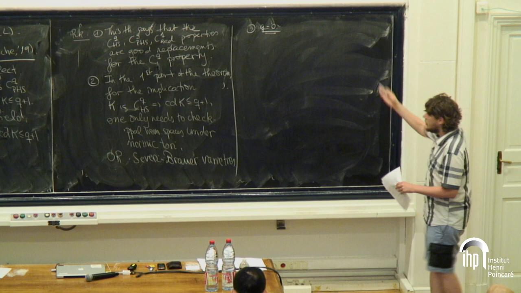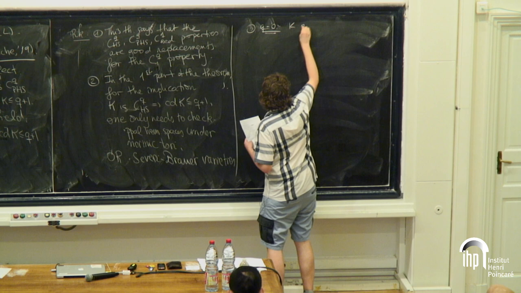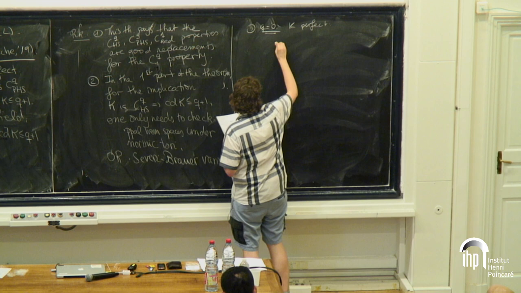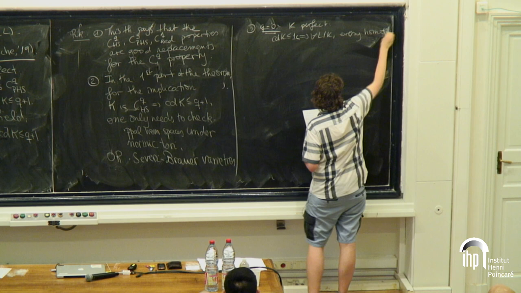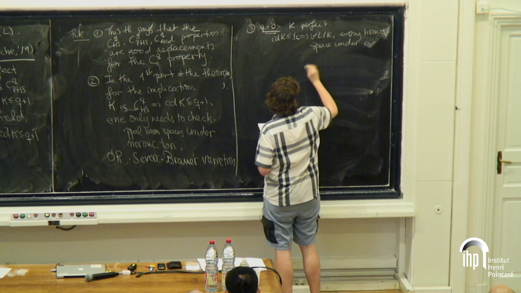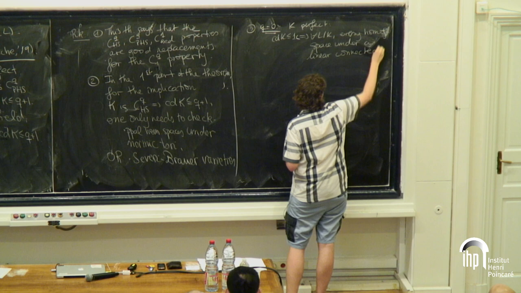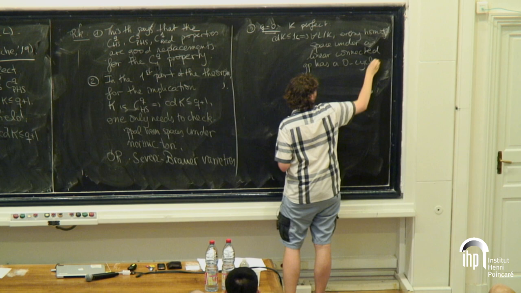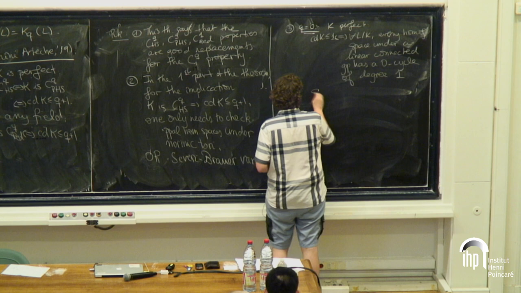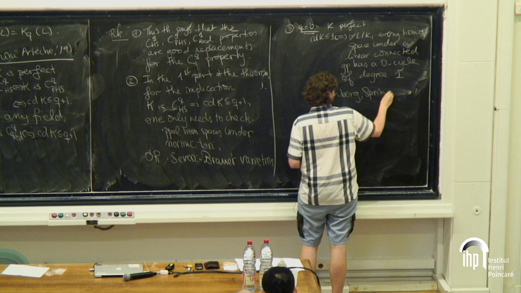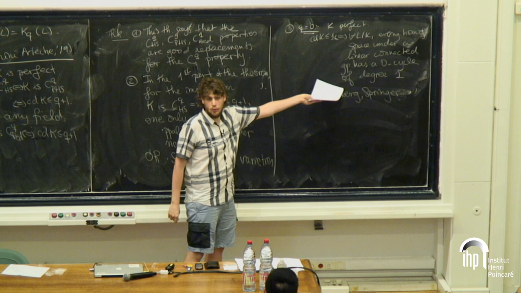Okay, Q equals 0. So let's say I'm in the perfect case. In the case Q equals 0, it is telling me that the cohomological dimension of K is at most 1 if and only if, for any finite L over K, every homogeneous space under a linear connected group has a zero cycle of degree 1. And this is a consequence of, in fact, a classical theorem, which is due to Steinberg and Springer, and which states that in this context there's even a rational point, and not only a zero cycle of degree 1.